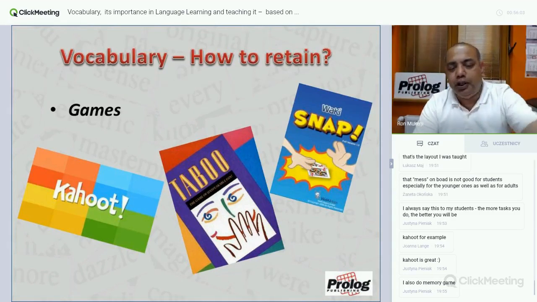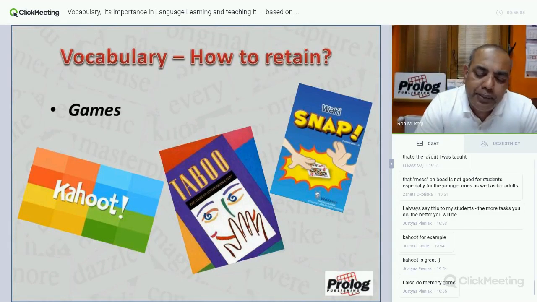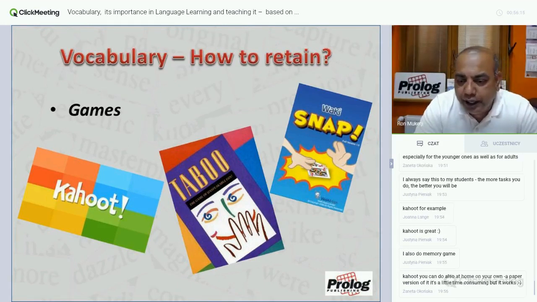I just couldn't put the whole list up. But I'll put my email address at the end. If anyone needs any kind of suggestion, I will be more than happy to help. Just write me a line, and I have loads of this. Yes, you can do Kahoot. In fact, most of these you can do on your own. I can even give you a website which helps you to do it, and it looks very professional.